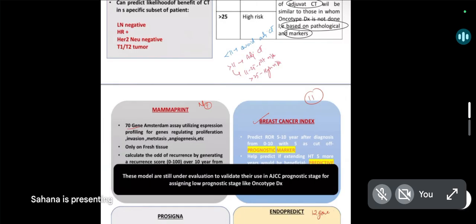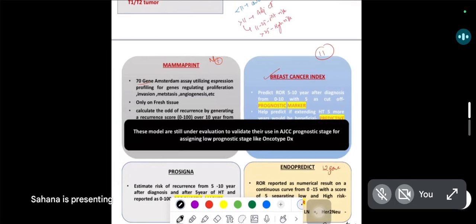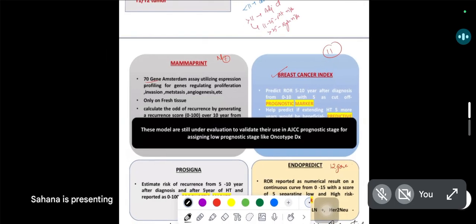In MammaPrint, it's a 70 gene analysis where node positive patients are also taken into consideration, and the risk of recurrence score is between 0 to 100. Breast Cancer Index predicts the risk of recurrence at 5 to 10 years. It's a prognostic and a predictive model. Here, you can predict extending your hormonal therapy depending on your Breast Cancer Index score.